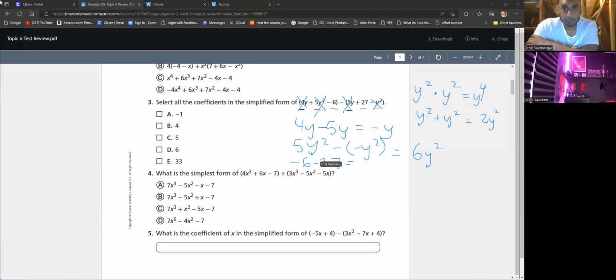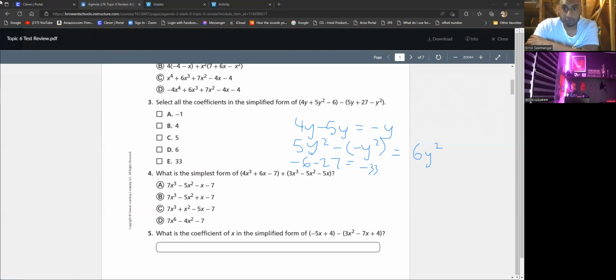Negative 6 minus 27. You lose $6, then you lose $27. What's the net change? Negative 33. Okay, so what's the answer to 3? E.